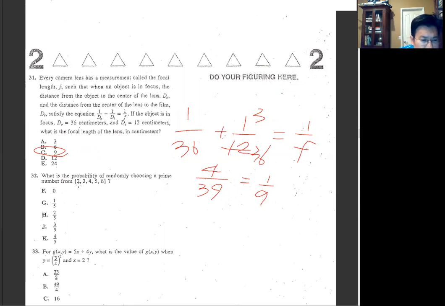Prime number from 2, 3, 4, 5. So 2, 3, 5 are prime numbers. 3 out of 5.